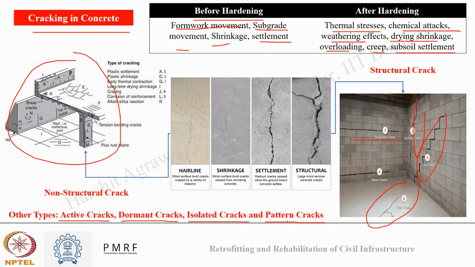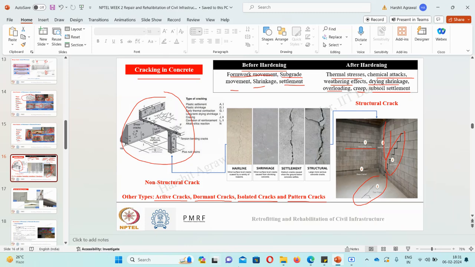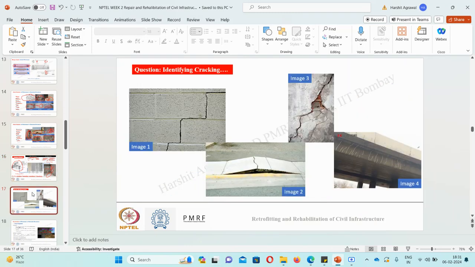Okay, so I hope everyone is clear with the discussion of cracking and different forms of distresses in concrete structure, how we identify different distresses. If yes, let's see a simple question now. Okay, so here I have four pictures of distresses in concrete, and you need to identify the reason behind the distress. Any doubts?